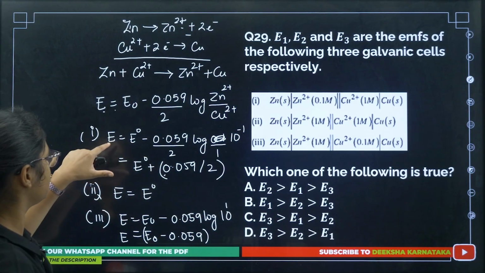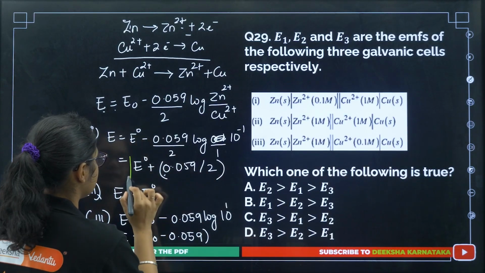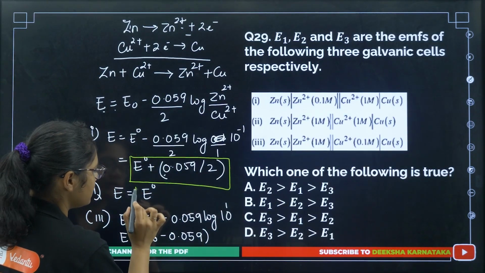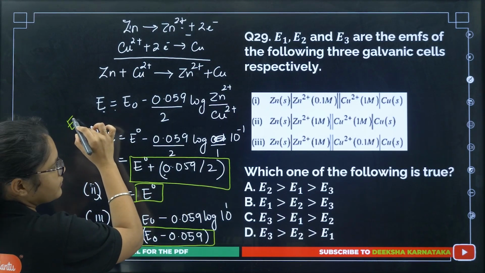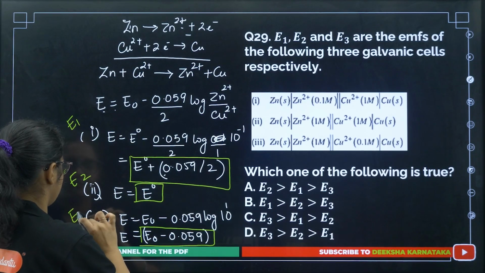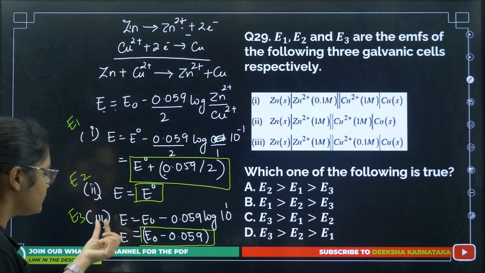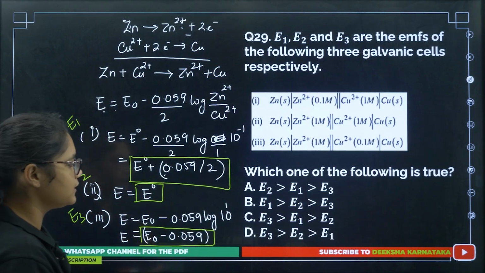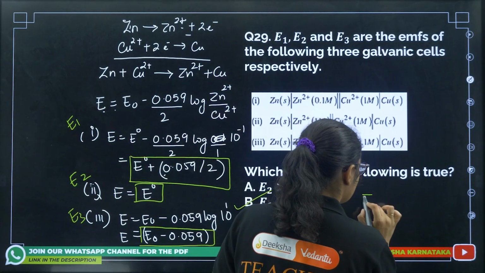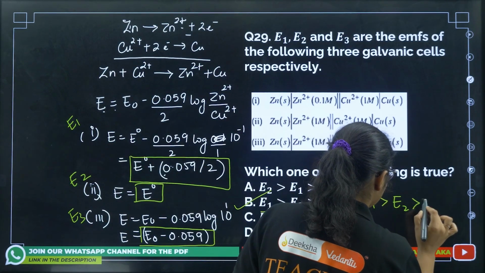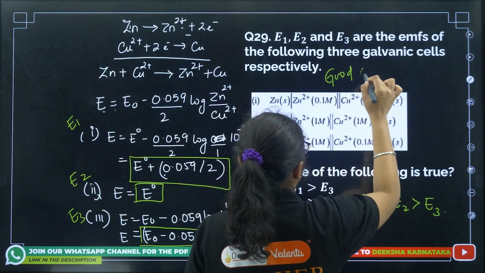Now you see here, I'll highlight the values, then it will be more clearly visible. The first one here is E0 plus something. The second one is only E0. The third is E0 minus something. So this is your cell E1, this is E2, and this is E3. E0 plus something will be highest, then this one, then E0 minus something. So what will be the order? E1 is greater than E2, then E3. The correct answer will be E1, then E2, and then E3. This is a very good concept question.